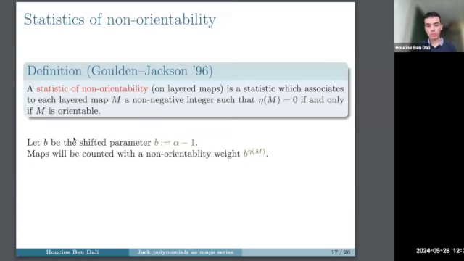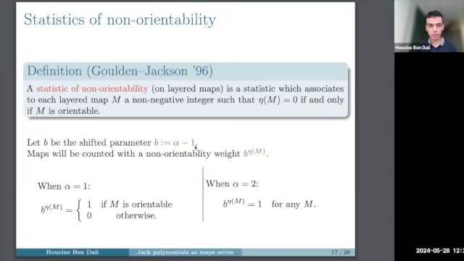Now we have this shifted parameter b, which is obtained by taking the Jack parameter alpha and shifting it by 1. In all the generating series that we will consider, we count maps with a weight b to the power of a statistic of non-orientability. Why is this interesting? When we take alpha equals 1, this weight related to b gives exactly 1 if the map is orientable, and otherwise it gives 0. When we take alpha equals 2, this means that b equals 1, and the weight gives 1 for any map.